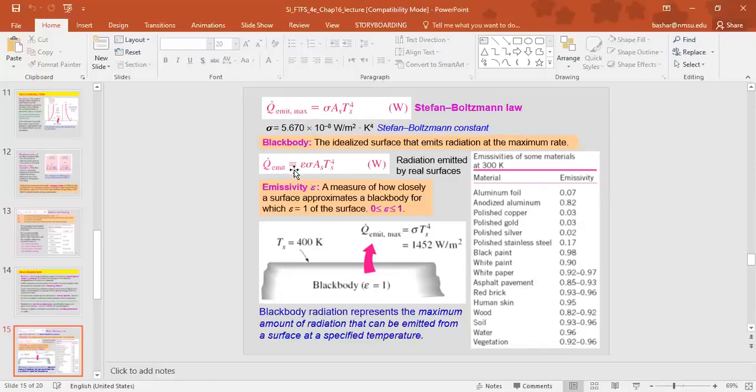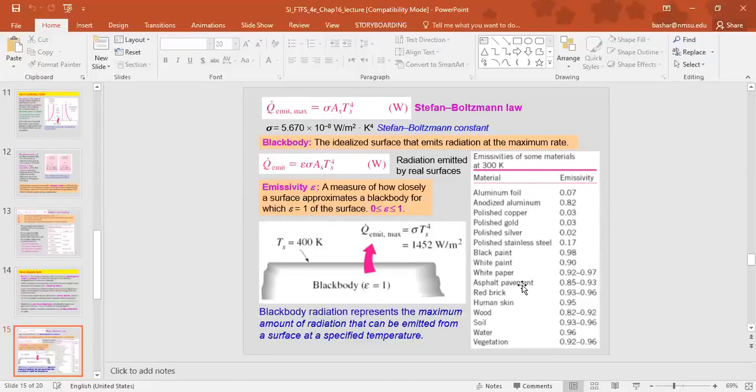Now, for real surfaces, this amount is multiplied by a parameter epsilon, called the emissivity. It's the ratio of the thermal energy emitted from a real surface to the maximum emitted by a black body. It's in the range between 0 and 1, where 1 represents the black body surface. The emissivity values for some materials are shown in the table here.